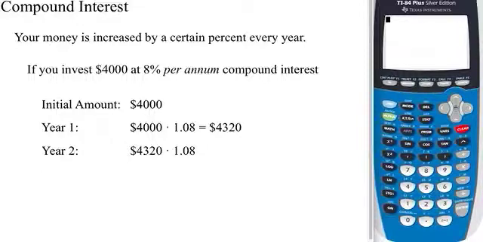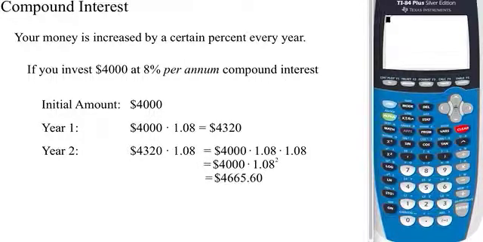After 2 years, you would take that 4,320 and multiply that again by 1.08 because you're earning another 8%. But remember that 4,320 is the same as 4,000 times 1.08, which we saw already up here in the first part. So really, we're going to take that 4,000 times 1.08 and multiply it by another 1.08, which is the same as saying 4,000 times 1.08 squared, or $4,665.60.